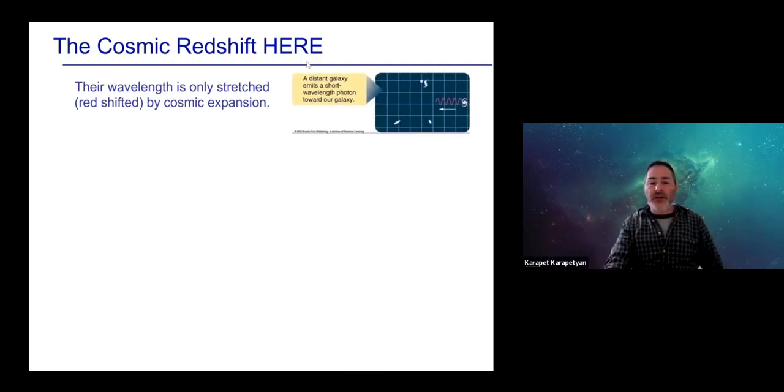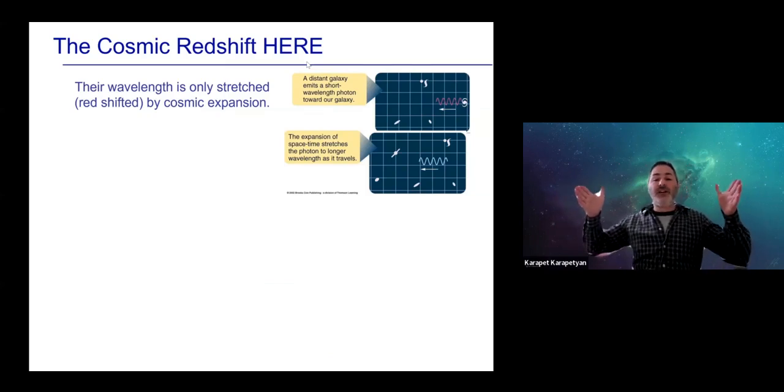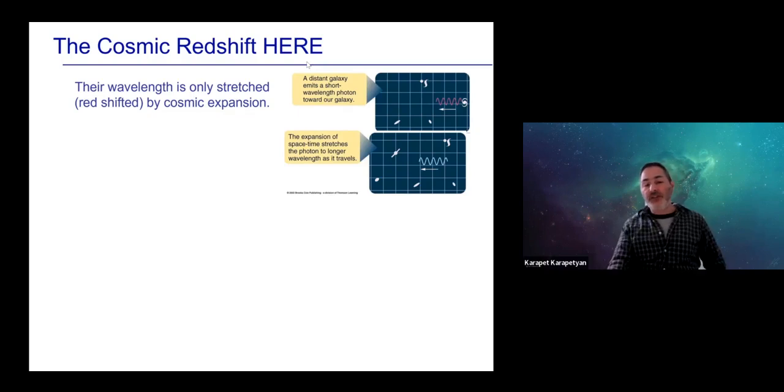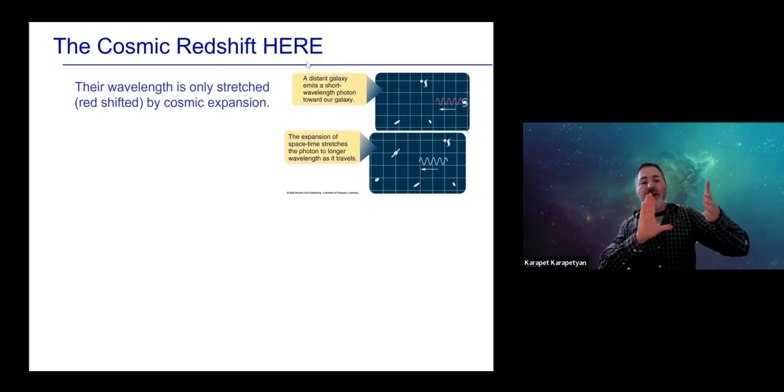What we have here is a distant galaxy that emits a short-wavelength photon toward our galaxy. But as it moves toward us, space itself is expanding, and because of this expansion of space-time, the photon is stretched to a longer wavelength. Initially, when the light is emitted from a star or galaxy, it starts as a gamma ray. As the wavelength increases, it changes from gamma ray to X-ray, then to ultraviolet, then visible, then infrared, then microwave.